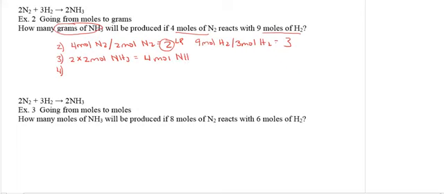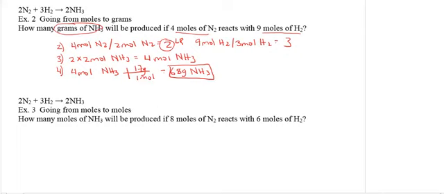And because I need to go to grams, multiply that 4 moles of NH3 by the molar mass, which is 17 grams per mole, which is 68 grams of NH3, and you're done. Notice how I always try to identify the chemicals as I go so I don't get lost. That's important to do as well.